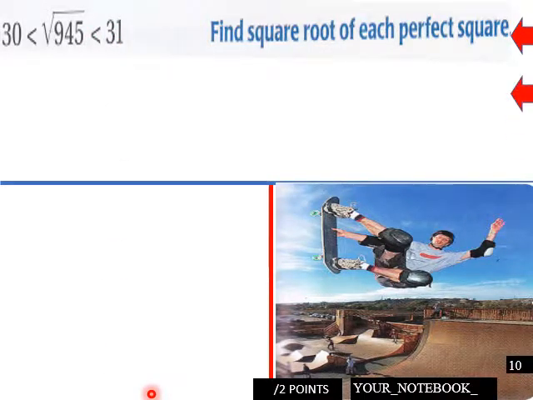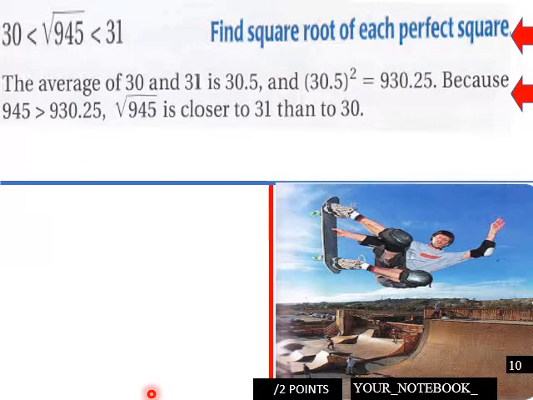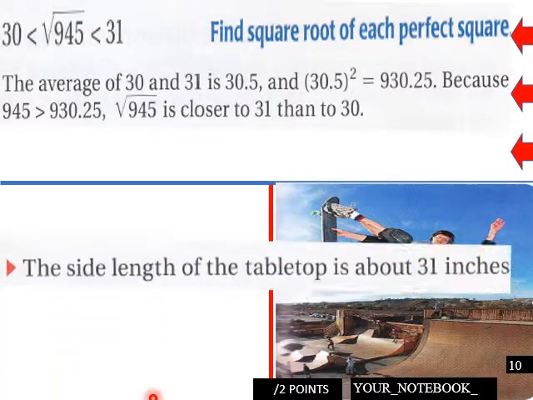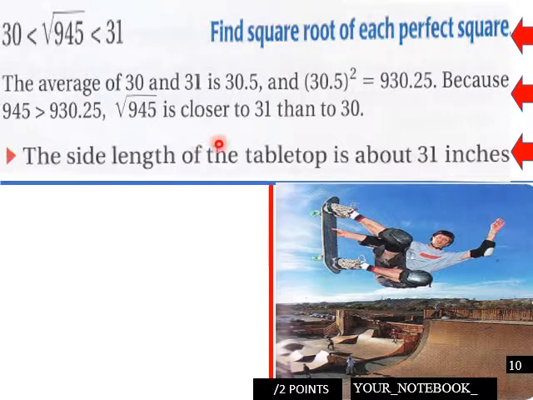Find the square root of each perfect square. The average of 30 and 31 is 30.5. So 30.5 squared equals 930.25. Because 945 is greater than 930.25, 945 is closer to 31 than to 30. The side length of the tabletop is about 31 inches. So that's how you could arrive at it. This is your argument up here.